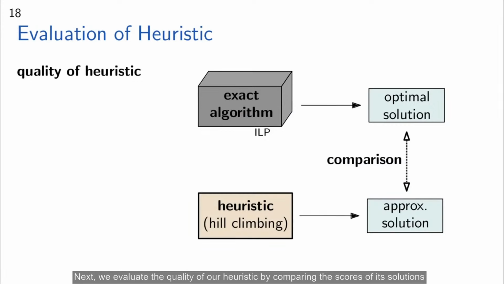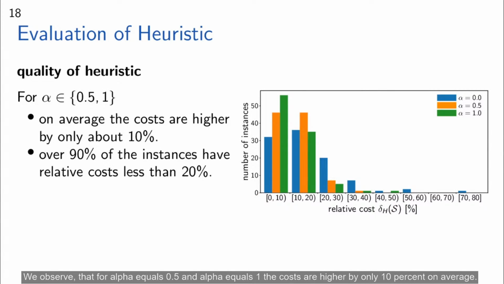Next, we evaluate the quality of our heuristic by comparing the scores of its solutions with the optimal ones gained from the exact approach. We observe that for alpha equals 0.5 and alpha equals 1, the costs are higher by only 10% on average. More precisely, over 90% of the instances that were tested have relative costs less than 20%. Hence, we deem the quality of our heuristic approach to be satisfactory.